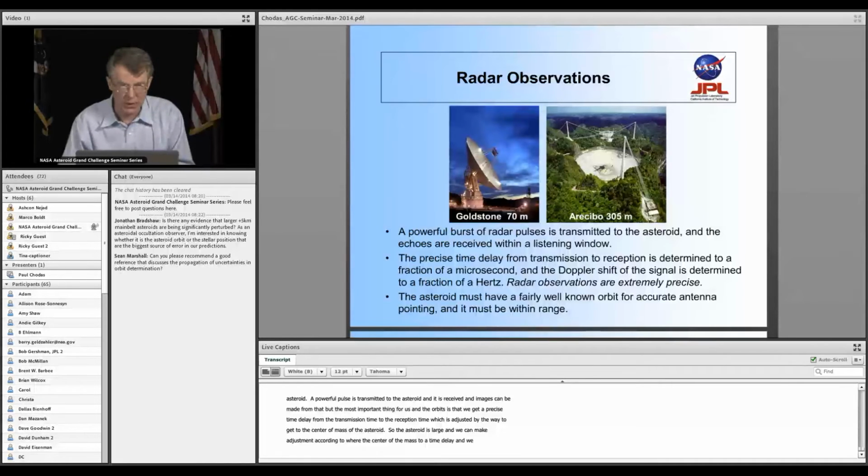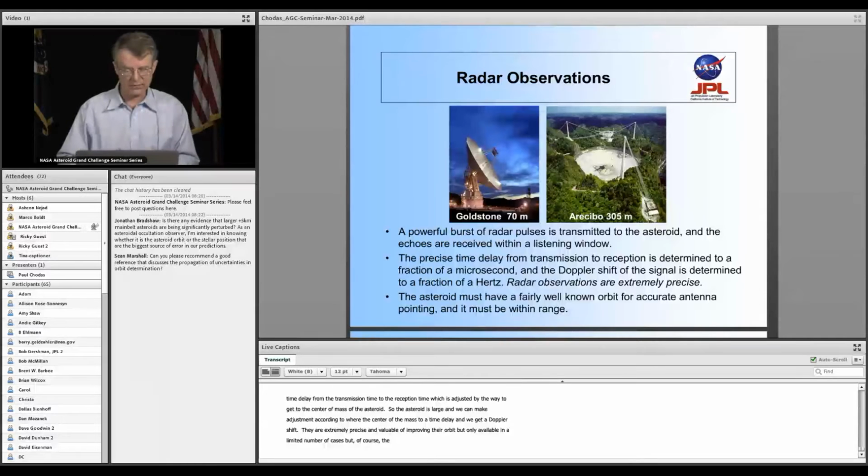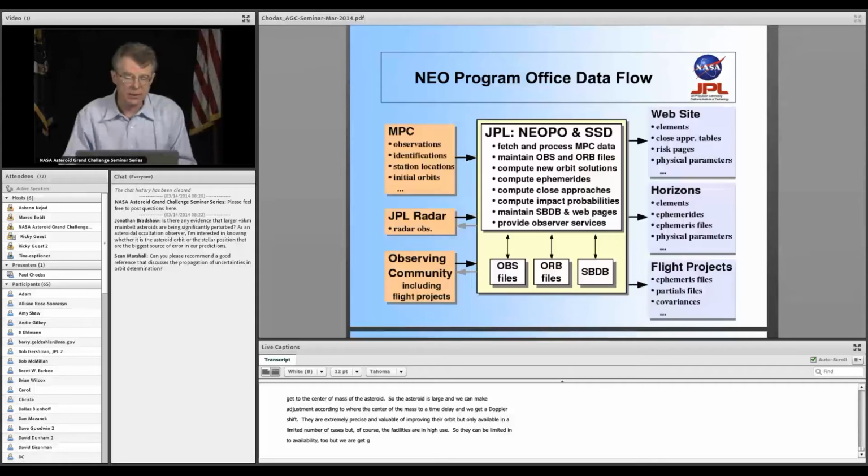Radar observations are extremely precise and very valuable at improving the orbit of asteroids. But they're only available in a limited number of cases, and of course the facilities are in high use too. So they can be limited in availability, but we're getting increased numbers of radar observations, so that's good.